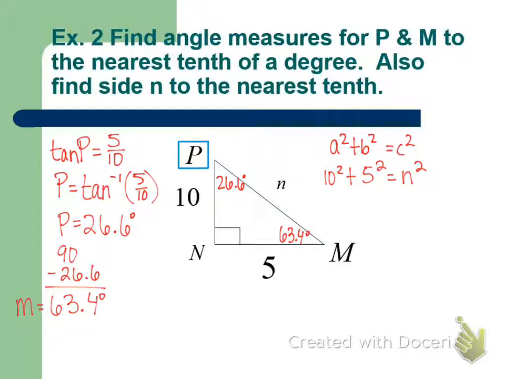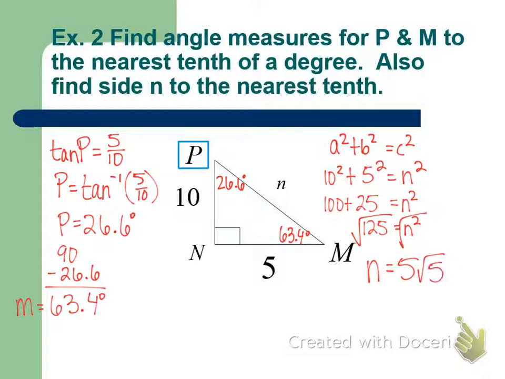10 squared, 5 squared is 25. When we add them together, to get n alone, we must square root. So we could put that n is equal to 5√5. I would be okay with the nearest tenth also, since that was in the directions.